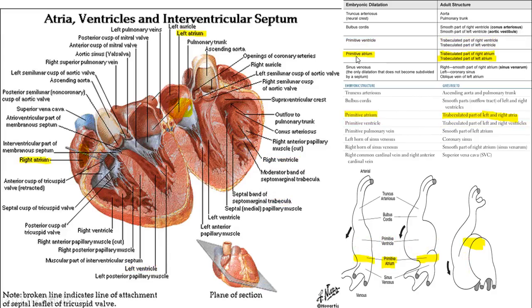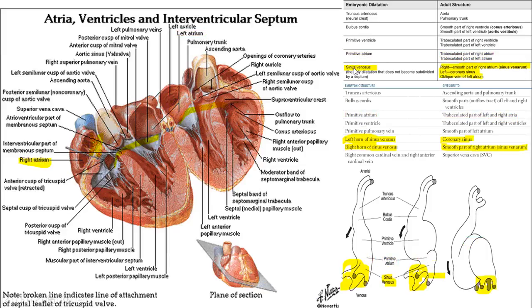Next, the primitive atrium. The primitive atrium is going to turn into the trabeculated part of the right atrium and the trabeculated part of the left atrium. So up here you've got your atria, and down here you've got your ventricles. So left atrium, right atrium. You can see here the primitive atrium. See how when this part flops down, this ends up being on top. It was down here at the bottom, but when this flops down, this ends up being on top, and that's why your atria are on top.